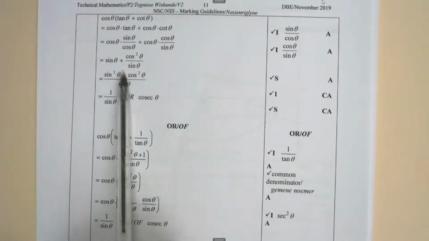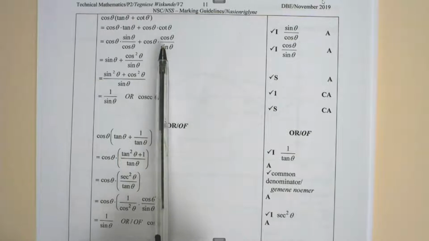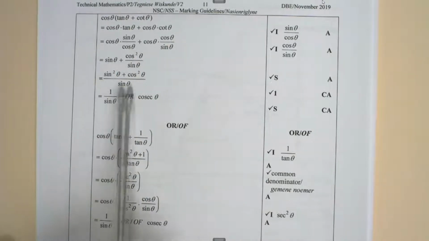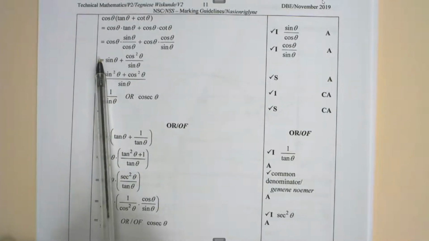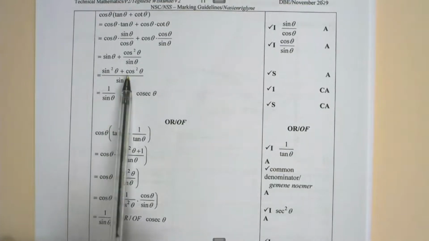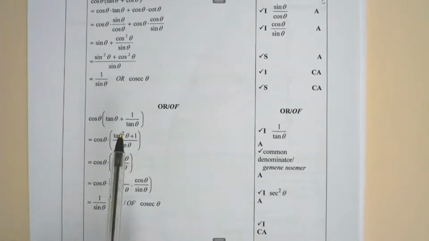And then here, they also have to learn how to simplify. I'm sure we realize here, cos theta multiplied by cos theta will give us cos squared theta. And then here, when they simplify, they multiply this one by that one. Sine theta multiplied by sine theta will give us sine squared theta. Now, sine squared theta plus cos squared theta, we know it's 1. It's also giving us the same answer.